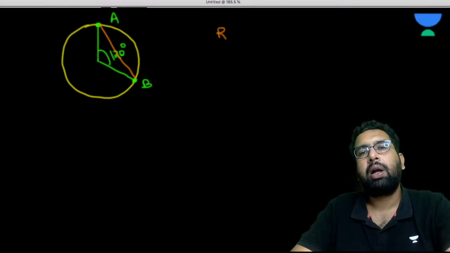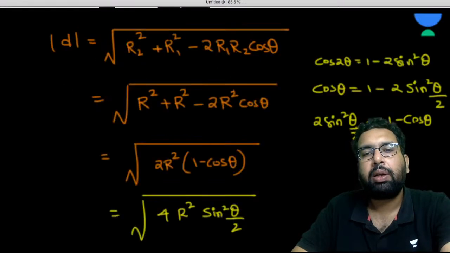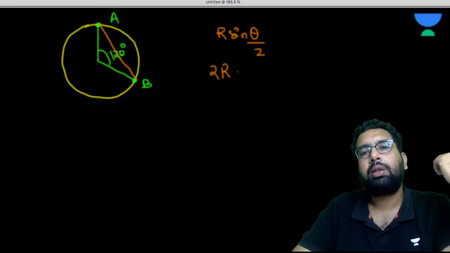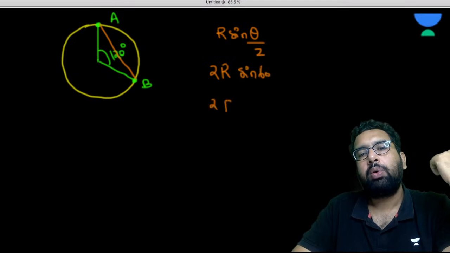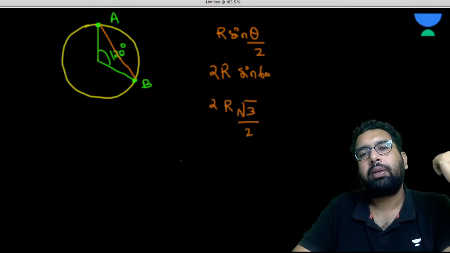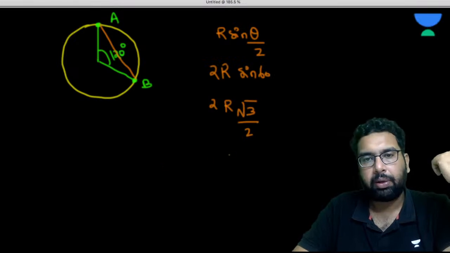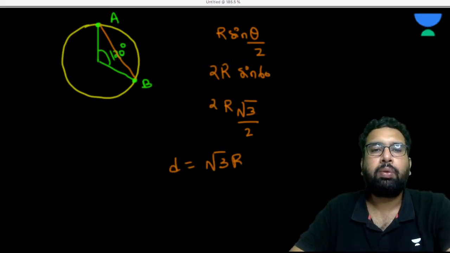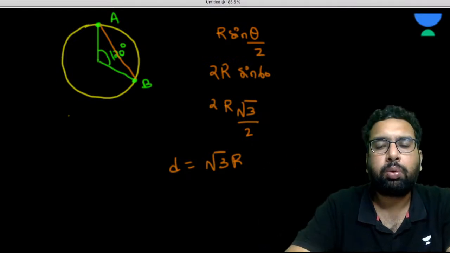It is going to be 2r sine theta by 2. So 2r sine theta by 2, that is sine 60. And what is sine 60? Sir, it is root 3 by 2. So it is going to be root 3 of r, right? So this way, using this formula, we can solve this, or otherwise we can do some geometrical thing.